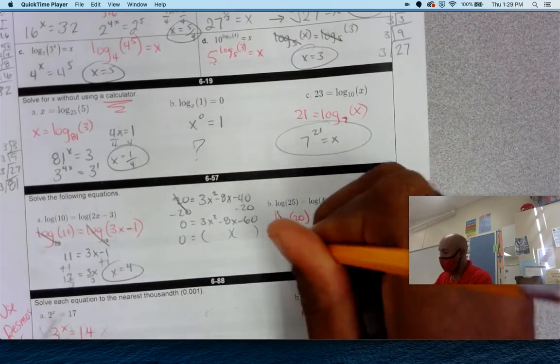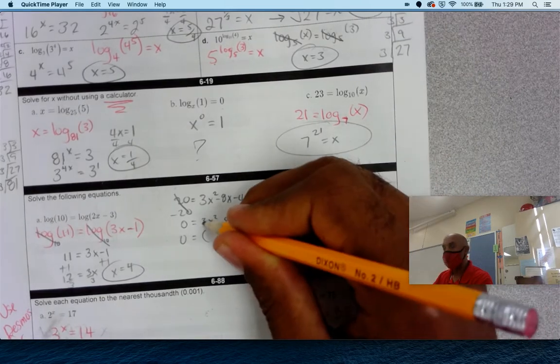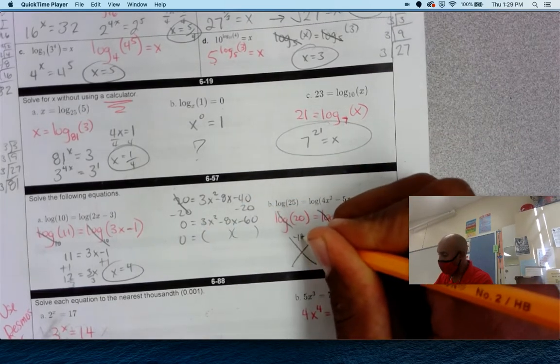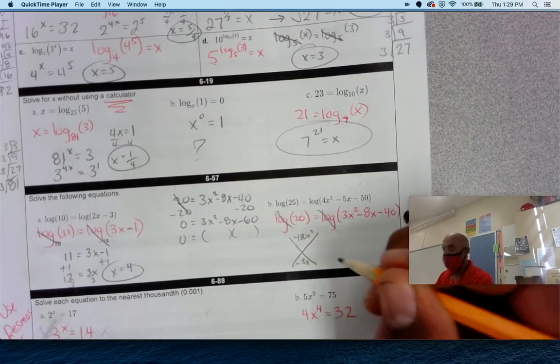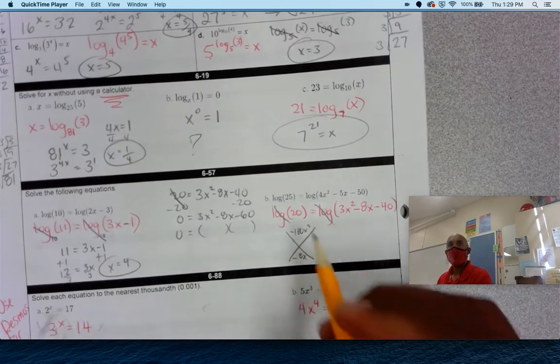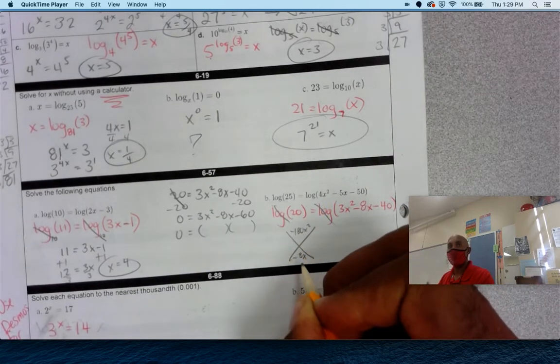What I'm going to do is I'm going to pull up the x over here. See, negative 60 times 3 is going to be negative 180x squared. And then negative 8x goes up here on the bottom. Okay, so now I want to figure out what two numbers multiply to negative 180 but add up to negative 8.